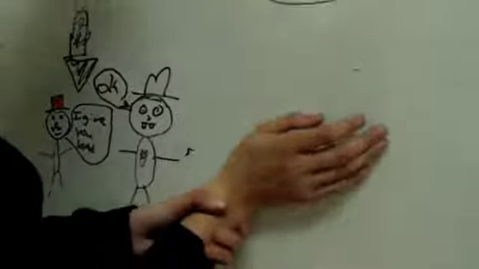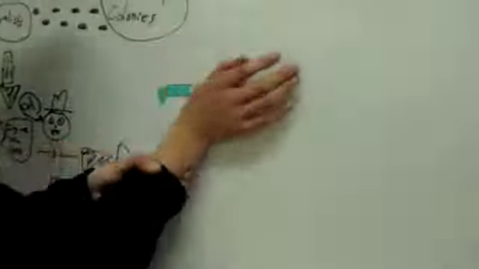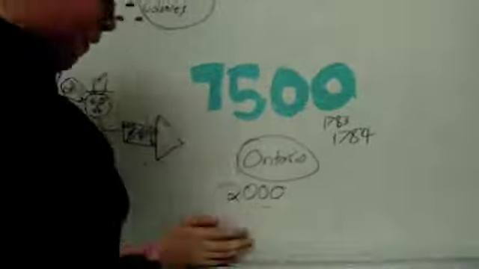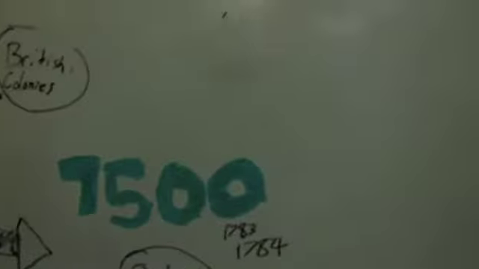Many accepted Britain's offer of farmland in Quebec colonies. Between 1783 and 1784, 7,500 settled in what is now Ontario. 30,000 settled in Cape Breton.